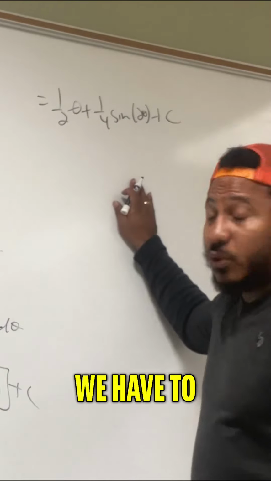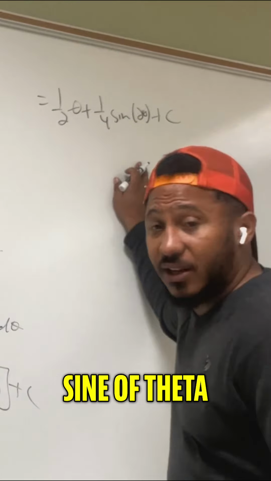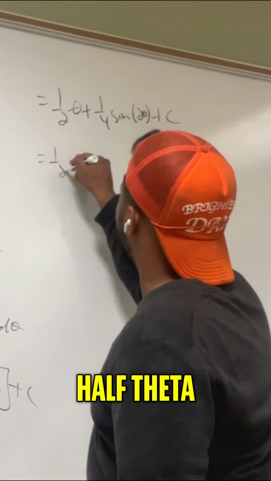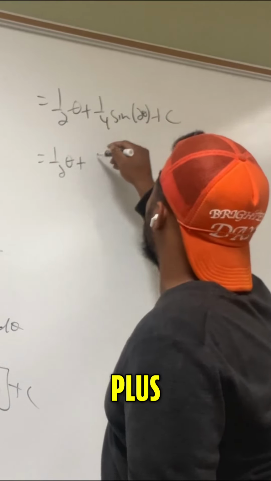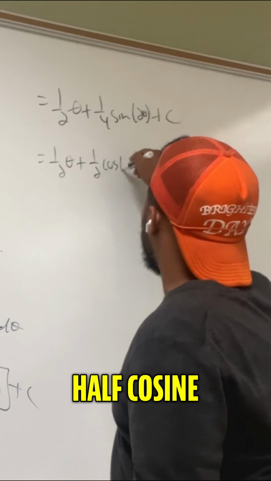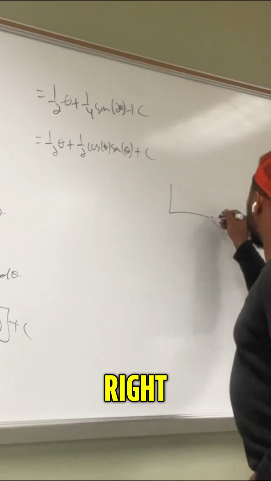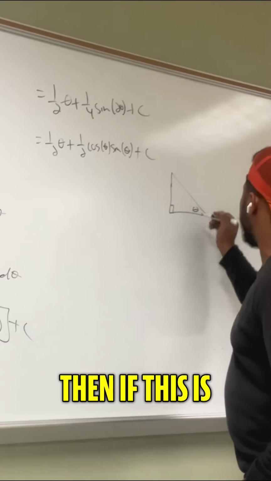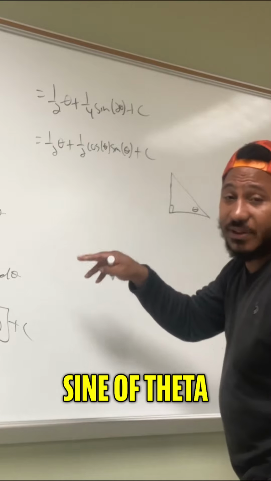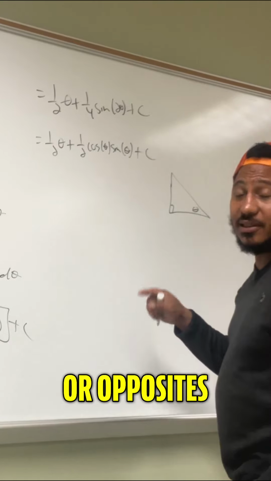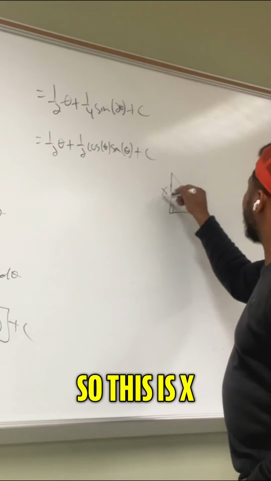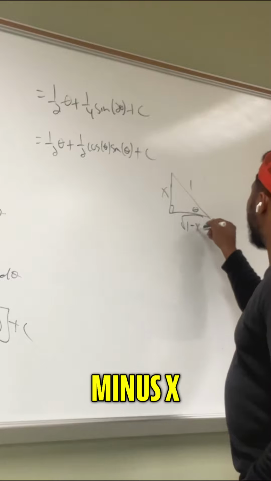So to back substitute, we have to use that the sine of 2 theta is 2 sine of theta cosine of theta. So this gives us half theta plus 1 half cosine of theta sine of theta plus c. If we use our right triangle information, then if this is theta, then we know the sine of theta is x over 1, or opposite over hypotenuse. So this is x, this is 1, this would be the square root of 1 minus x squared.